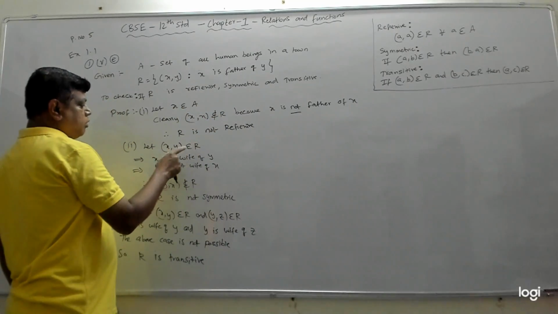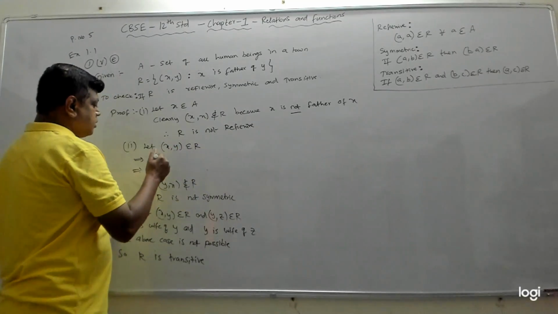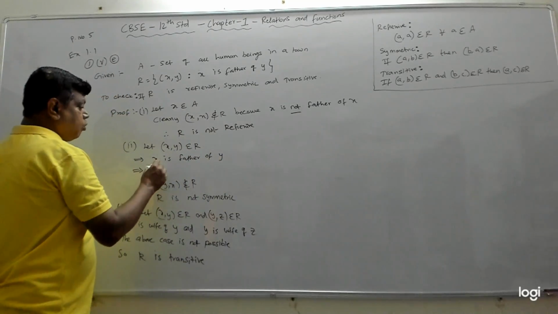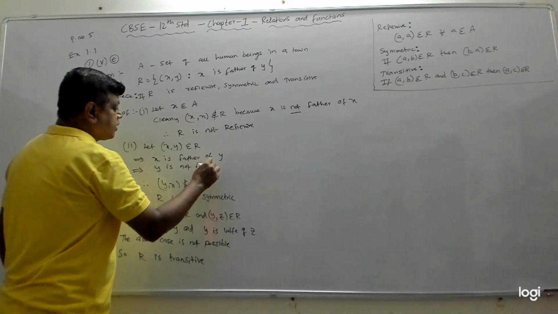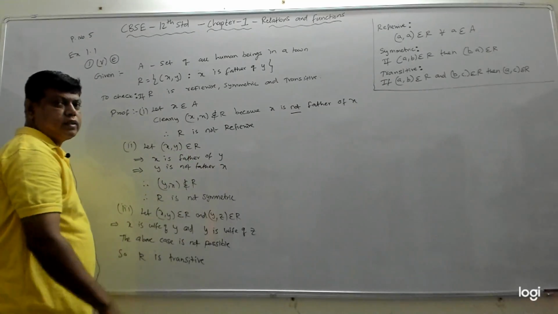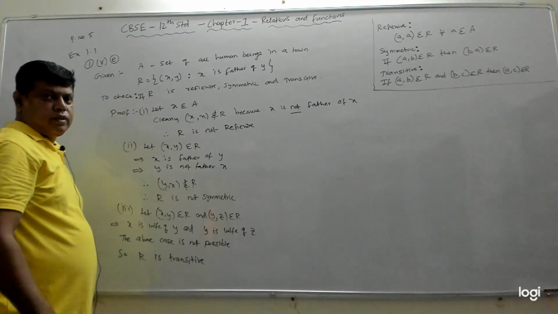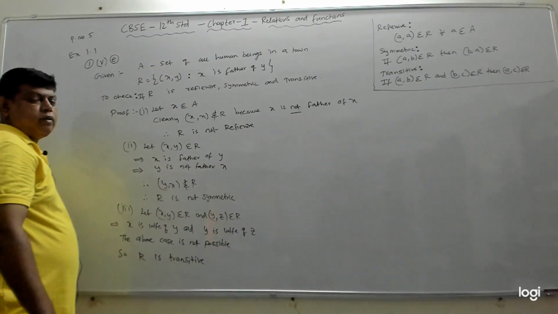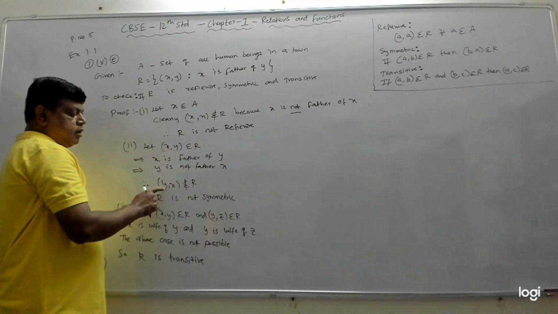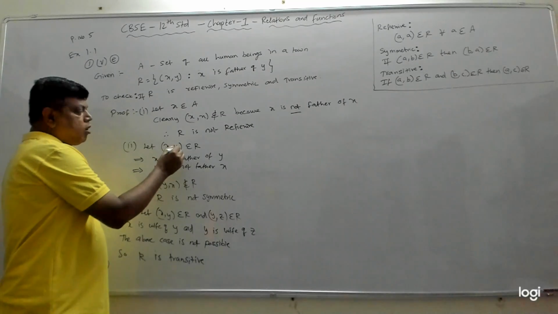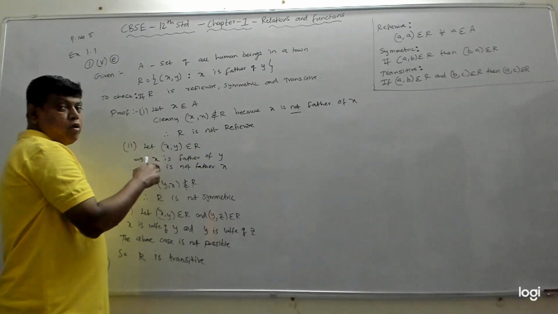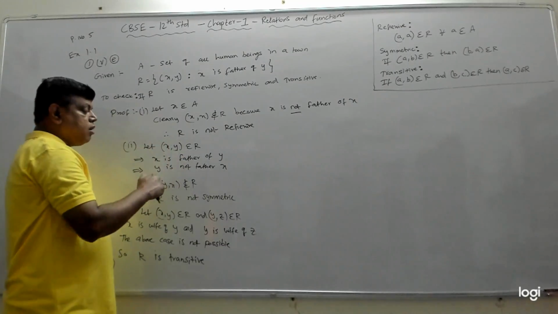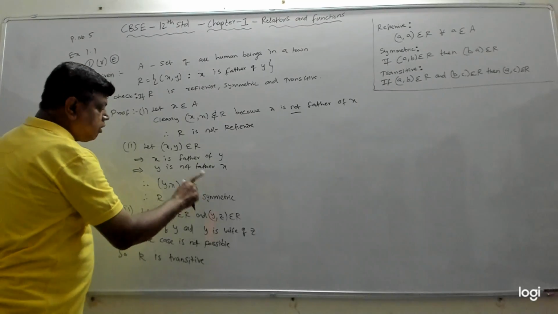Now, let X comma Y belong to R, which means X is father of Y. This implies Y is not father of X, because X is father of Y means I cannot say Y is a father of X. Y becomes son of X. So Y comma X does not belong to R. If you have to prove Y comma X belongs to R, we should prove Y is a father of X. But if X is a father of Y, then obviously Y is not father of X. Therefore, Y comma X does not belong to R. Therefore, R is not symmetric.